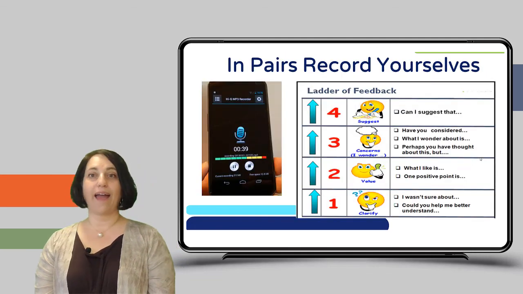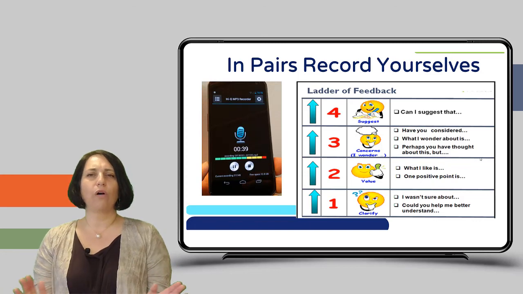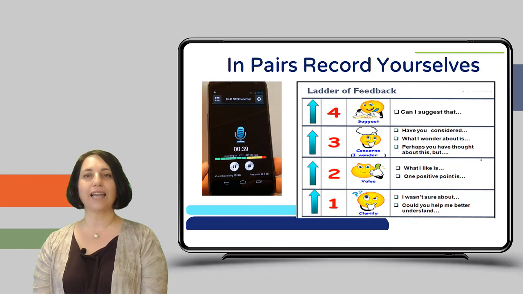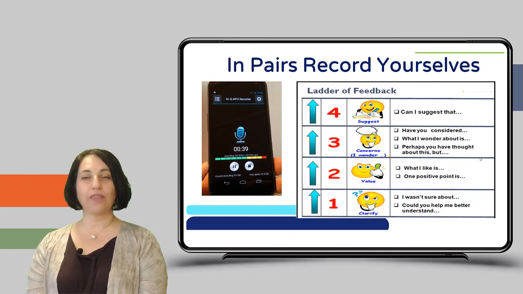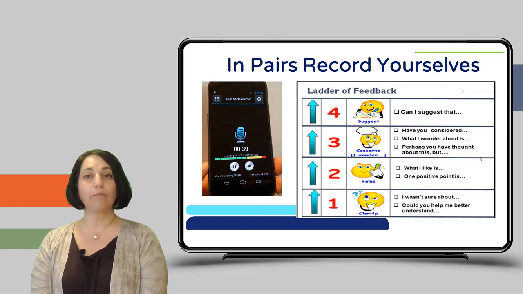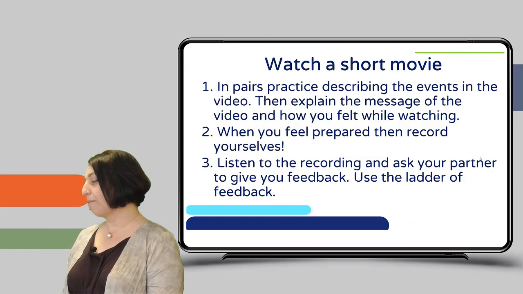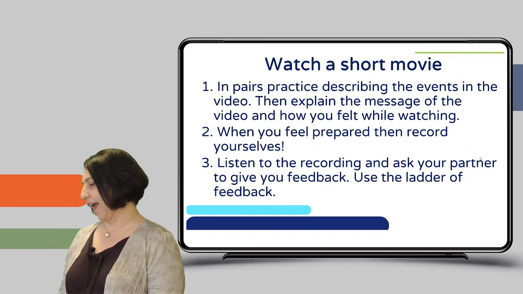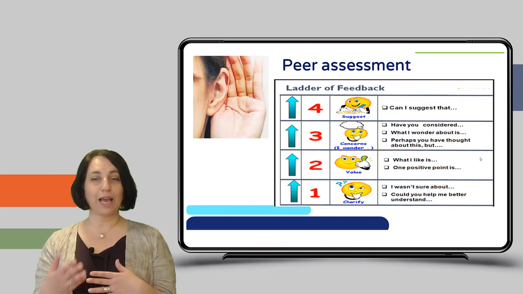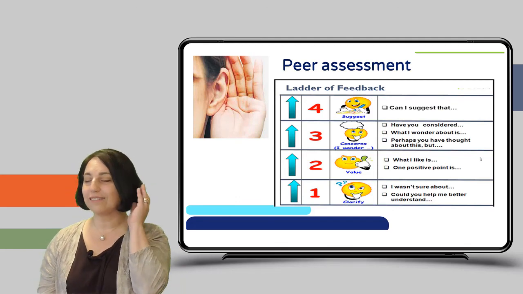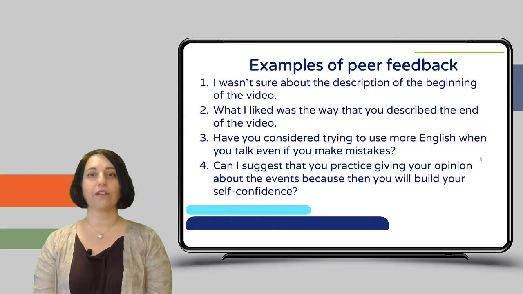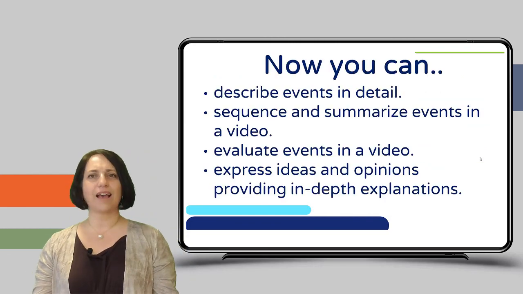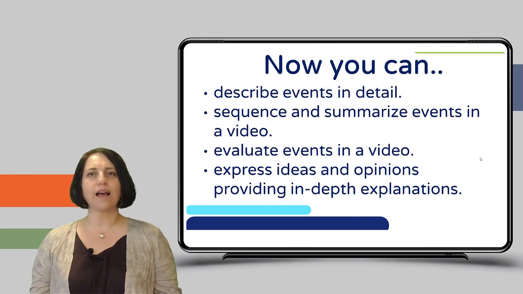Very good. And now for the final activity, which you all know how to do now, is in pairs record yourselves and then do the ladder of feedback to give each other feedback and to help each other improve. And some things that you can say, and you can do this with any clip, it's up to you. And here we have, again, after you've taped yourself or recorded yourself, then you can listen and then you can give feedback.